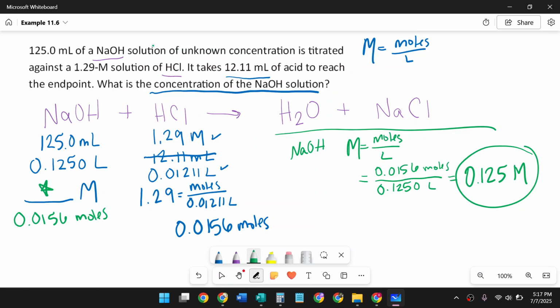So for this one, we made a formula so that we could relate the different substances involved. We listed underneath each what we had and what we needed, and then we used the formulas that involved those particular things, the moles and the liters and the molarity, to get from one point to another.